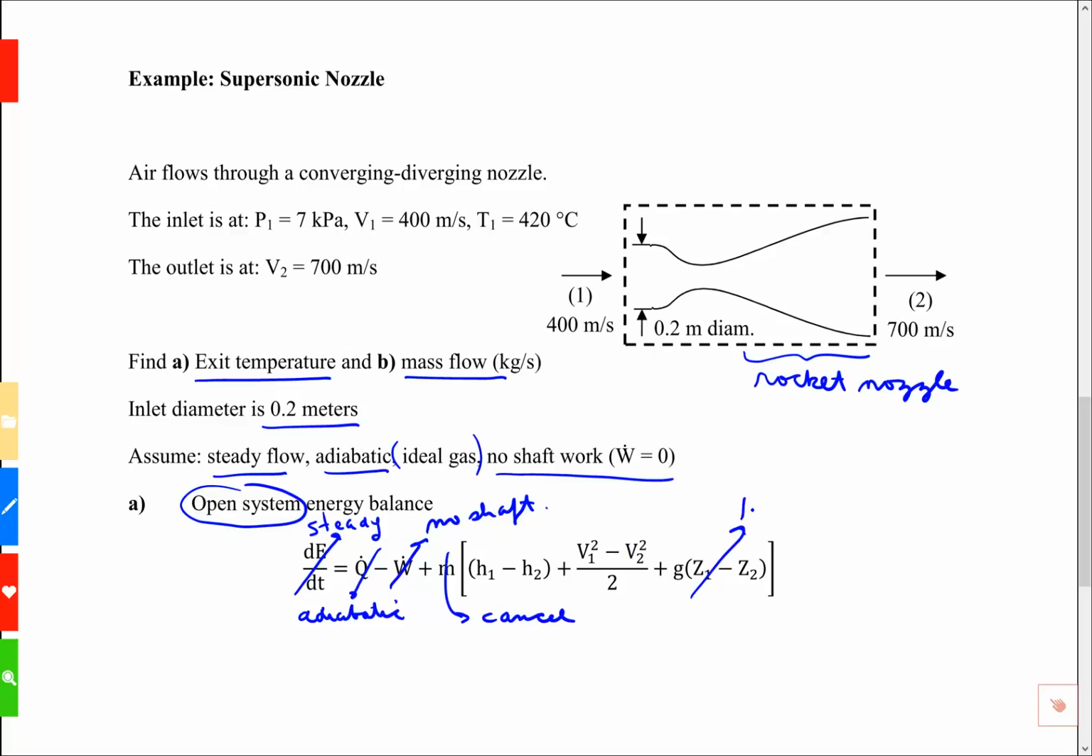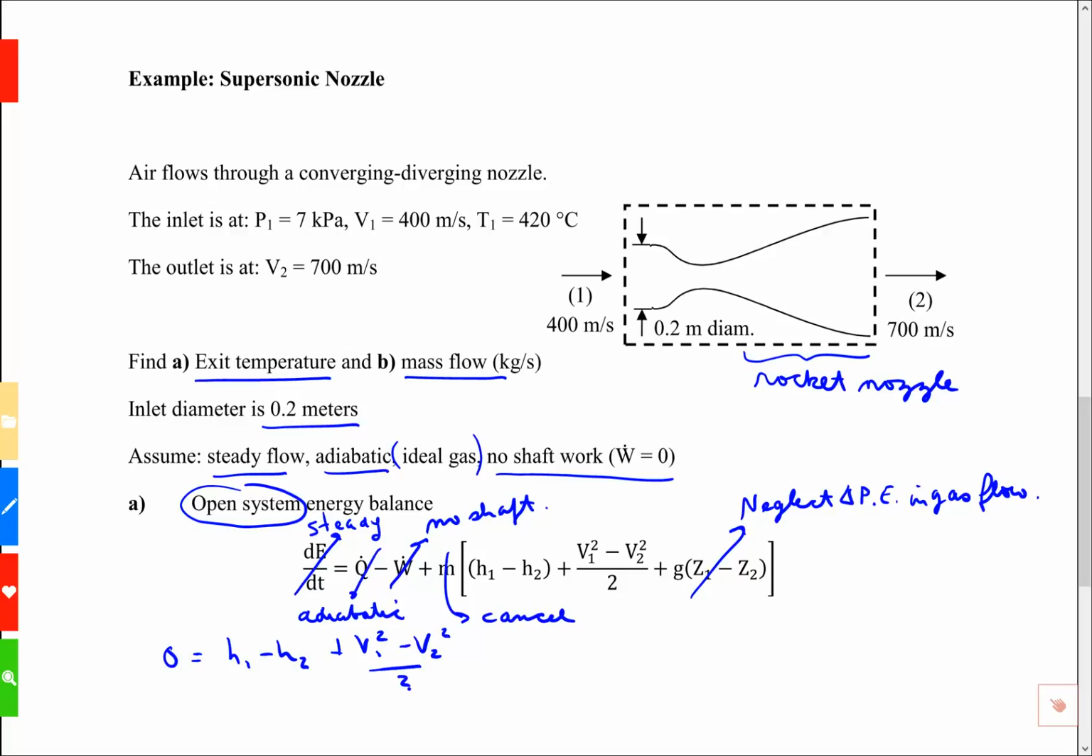This is often neglected for gas flows. Neglect the potential energy change for gas flow. The gases don't weigh much. Potential energy has a small impact. What do we have left? We have left that 0 equals h1 minus h2 plus v1 squared minus v2 squared over 2.